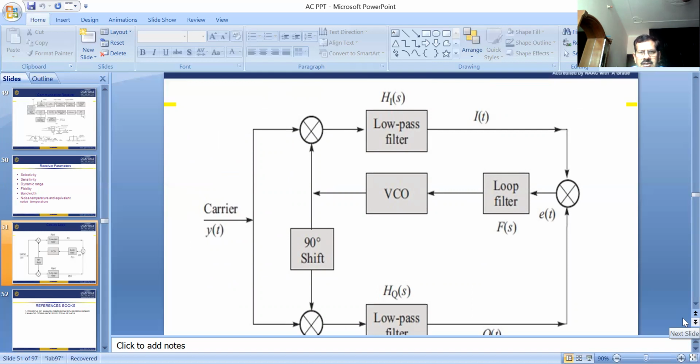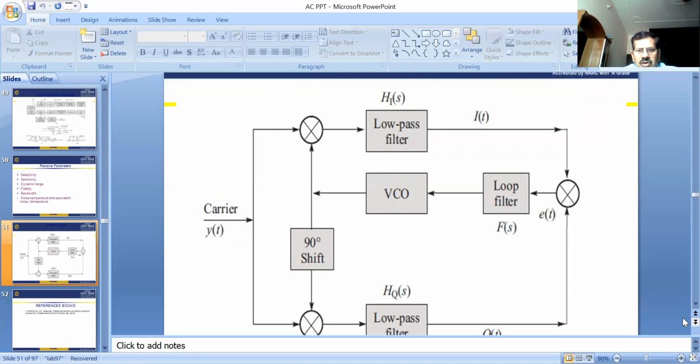Again, we see here in this block diagram, there is a carrier signal, and this signal is applied to the two mixing networks, and the signal is also shifted by 90 degrees by the 90-degree phase shift network. After mixing in the first mixing network, the signal is applied to the low pass filter, and the output of the second mixing is also applied to a low pass filter, and these two signals are mixed again, and then the output signal is applied to the loop filter, and the loop filter output is applied to the VCO, voltage controlled oscillator.